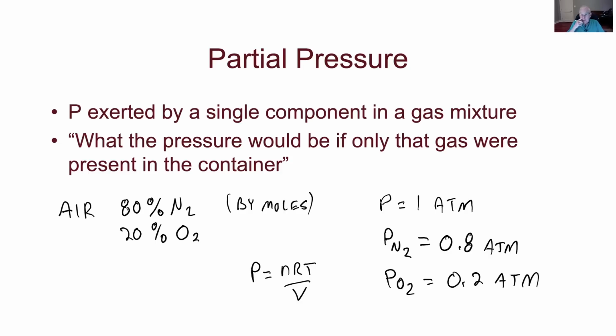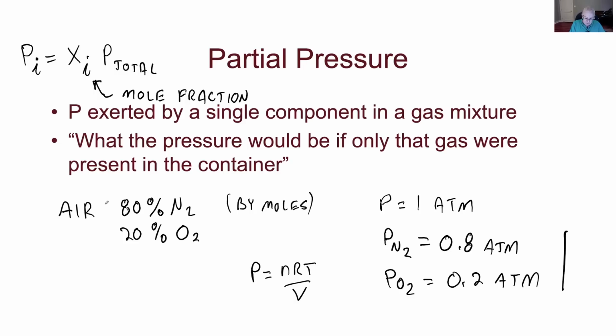There's a way to make this into a generalizable expression. It says that the partial pressure of a gas, call it i, where i is just one of the gases in a mixture, is equal to X sub i times the total pressure. And this X sub i here, that's what we would call the mole fraction. That's the same idea as I just used, right? When I said, well, if 80% of the molecules are nitrogen, if I keep 80% and throw away 20%, I'm going to throw away 20% of the pressure.